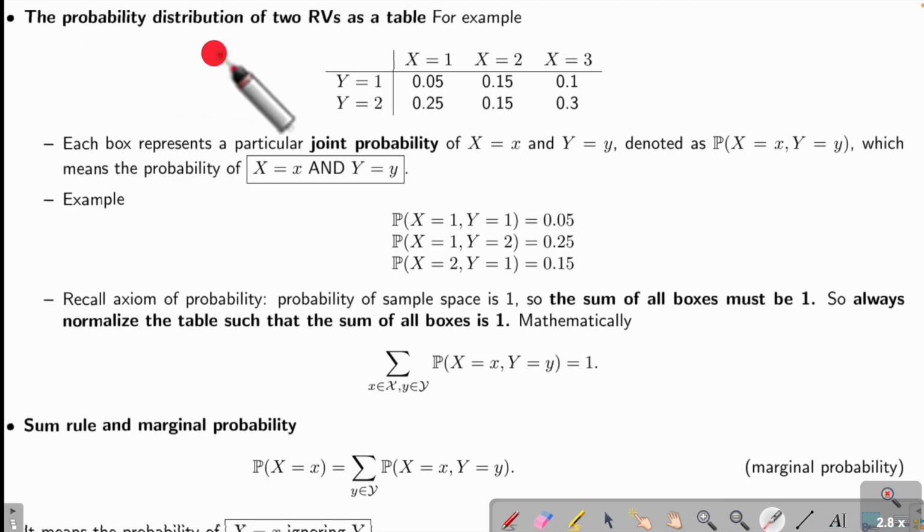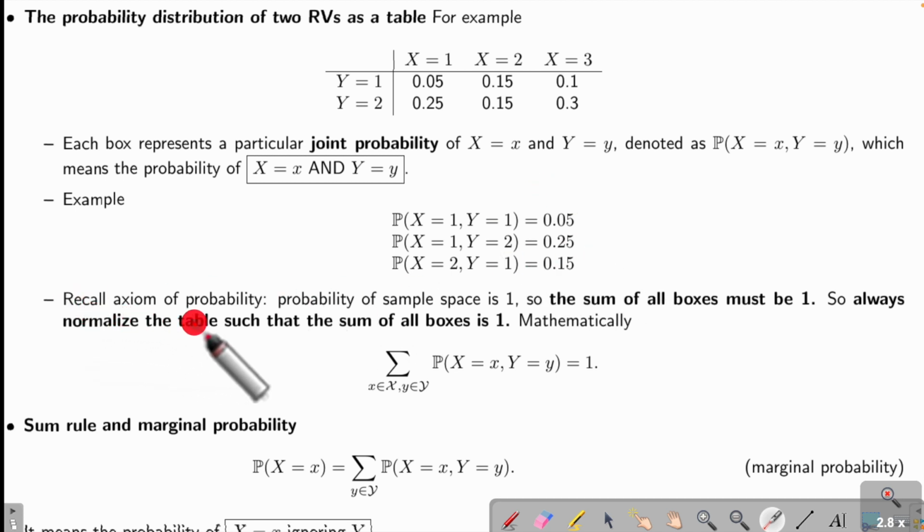Now, the probability distribution of two random variables. So for example, we have X and Y, and we have this table. Each box represents a particular joint probability. This means the probability when capital X takes the small x and capital Y takes the small y. Okay, this means the probability of the event X and Y. So for example, capital X is 1 and capital Y is 1 is this box, which is 0.05. Capital X is 1, capital Y is 2 is this box, so 0.25, and so on.